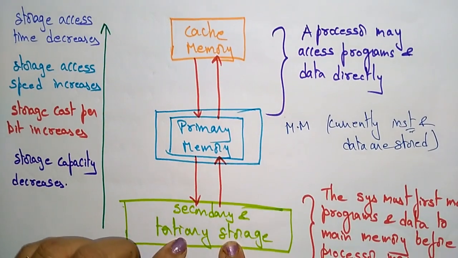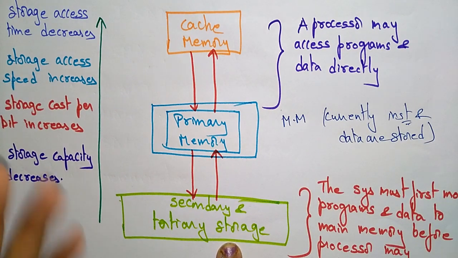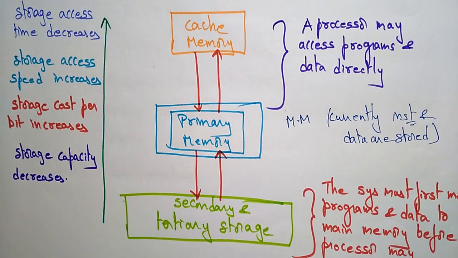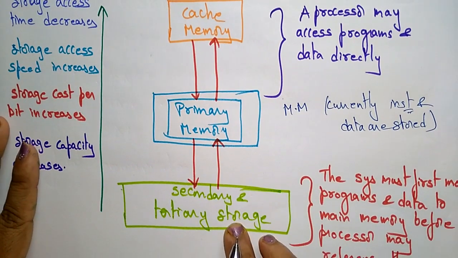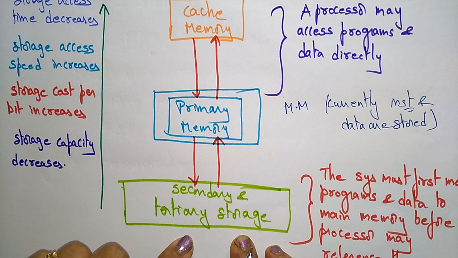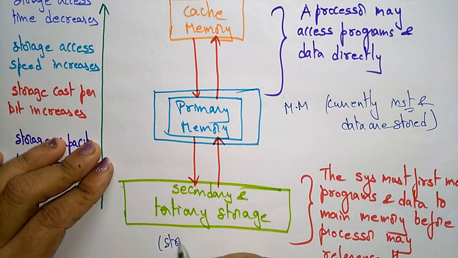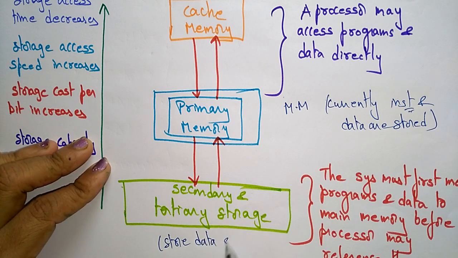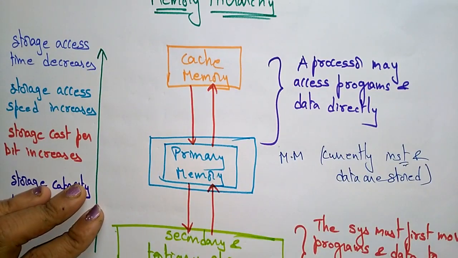Coming to the secondary memory, this stores data and programs that are not actively needed. We do not frequently need this data, so that data will be stored in secondary storage. It stores data and programs that are not actively needed. That type of information will be stored in the secondary storage.